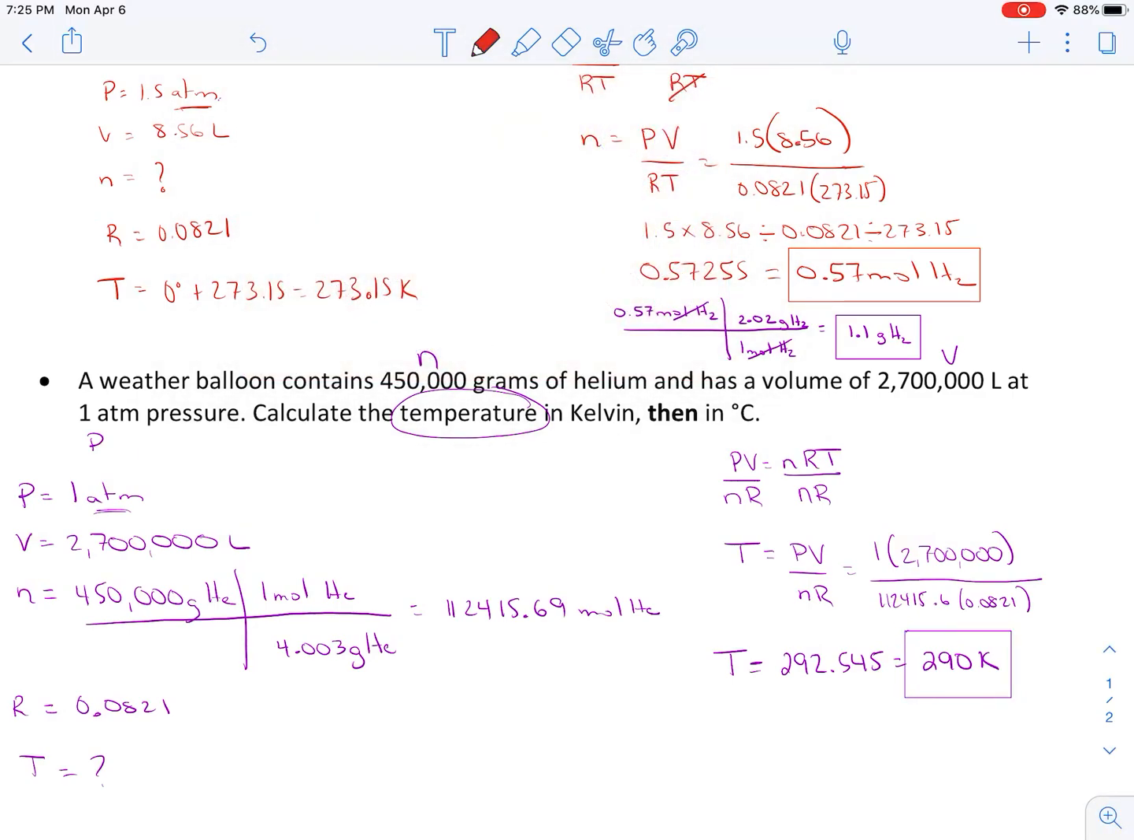And then our next step is to take that 292.545 and subtract 273.15, because that'll get us to Celsius. And our answer there with 2 sig figs is 19 degrees Celsius, just a little less than room temperature if we're trying to keep track.